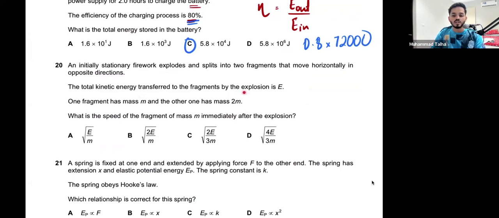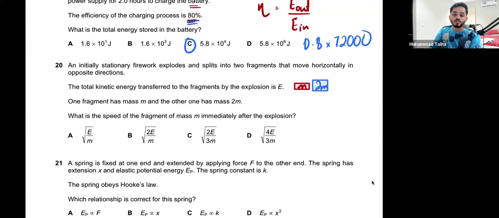An initially stationary firework explodes and splits into two fragments that move horizontally in opposite directions. Total KE transferred is E. One fragment is mass m, the other one has mass 2m. What is the speed of the fragment of mass m immediately after the explosion? The firework was initially stationary. So if I make a small diagram here, this is my part of mass m, this is 2m.